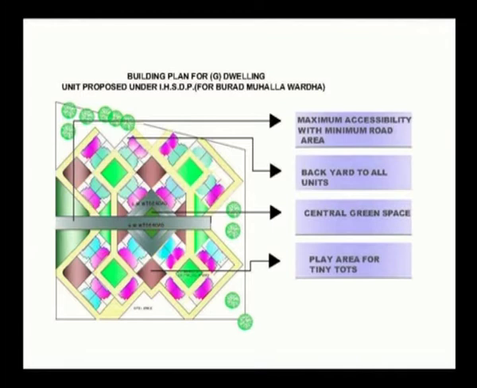So, in this planning you could see maximum accessibility with minimum road area, which means that there is a minimum motor road that connects the entire community. Backyard to all units has been achieved, a central green space that is evolved around every space, and a play area for the tiny lots, like a small playground, is also given. So, this at least ensures a level of community facility within, and it gives a sense of identity in community for these low income housing projects.